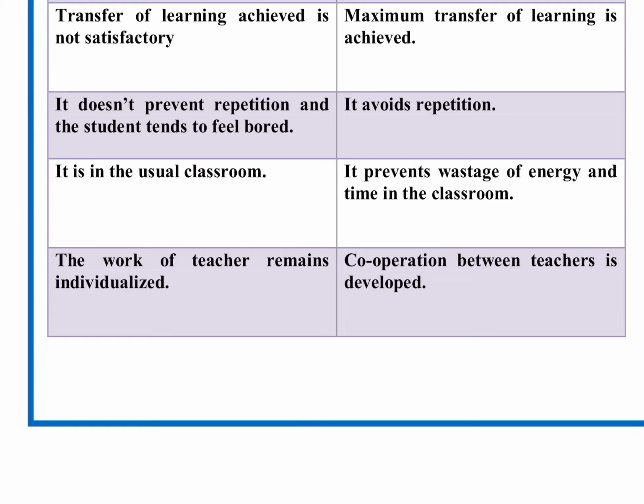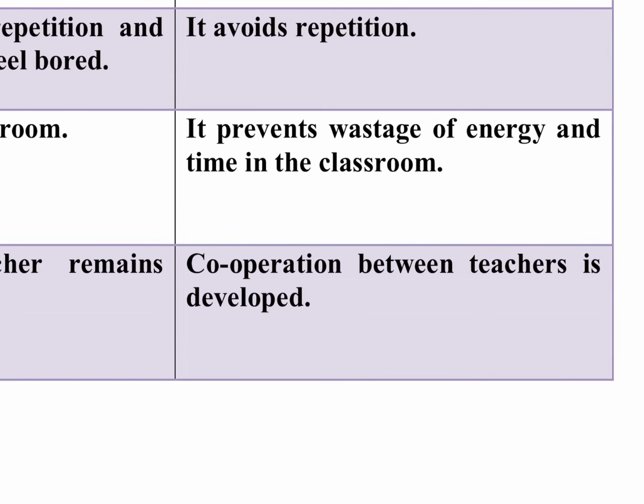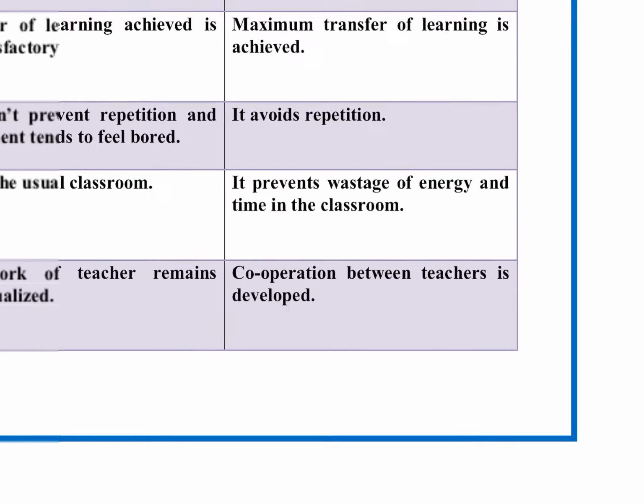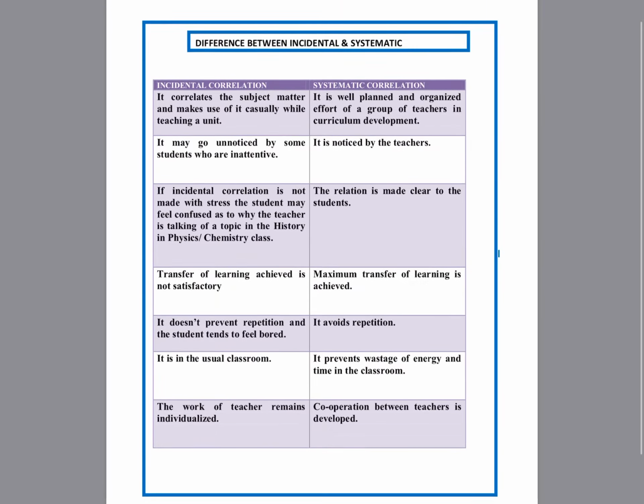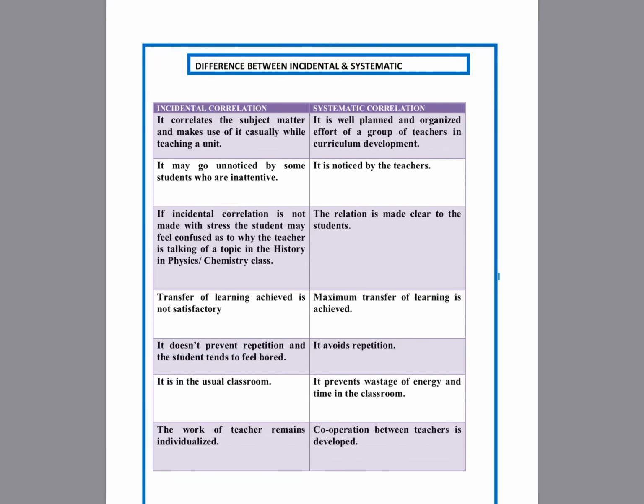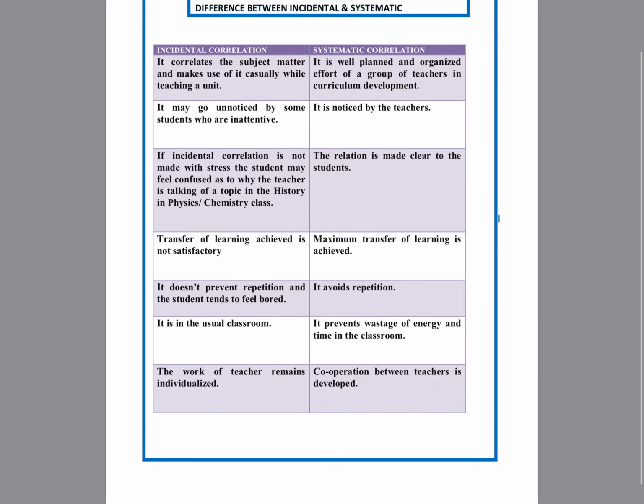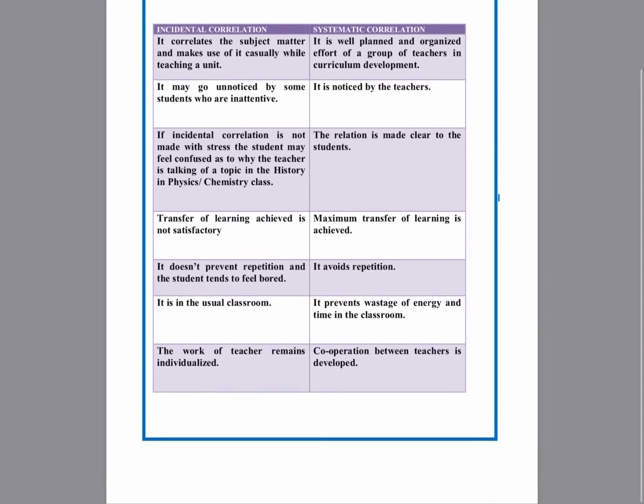Then here the work of the teacher remains individualized in terms of incidental correlation. The individual teacher has to take initiative to show that correlation. And in the systematic correlation, cooperation between the teachers is developed. So there will be fewer chances of repetition also, because the cooperation among the teachers is taking place.